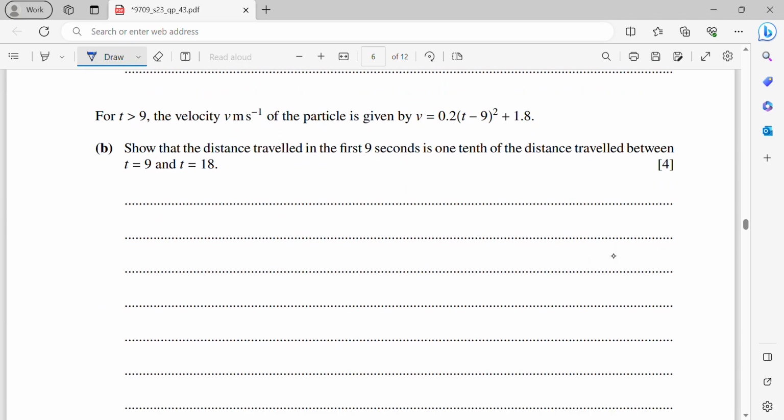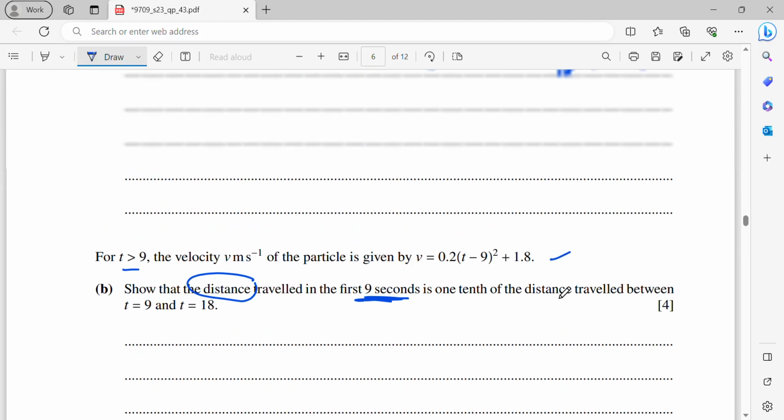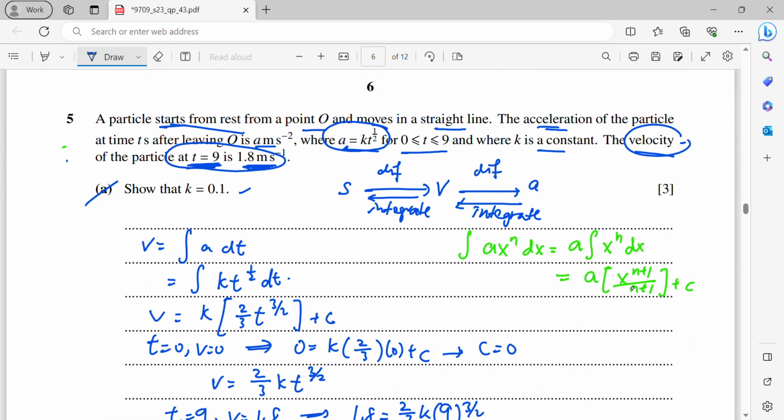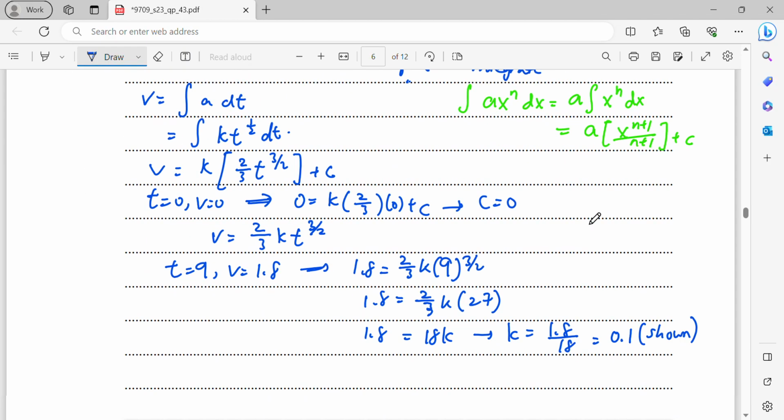Now, for t greater than 9, the velocity v meter per second of the particle is given by this. Show that the distance traveled in the first 9 seconds is 1/10 of the distance traveled between t equals 9 and t equals 18. So now, you need to get the distance for the first 9 seconds. So you refer to this, right? We have found the v just now. To get the s, I need to integrate the v. Okay, even though the s is the displacement.